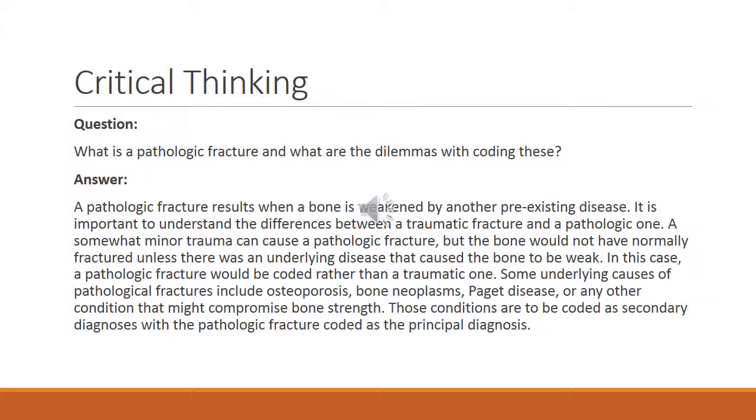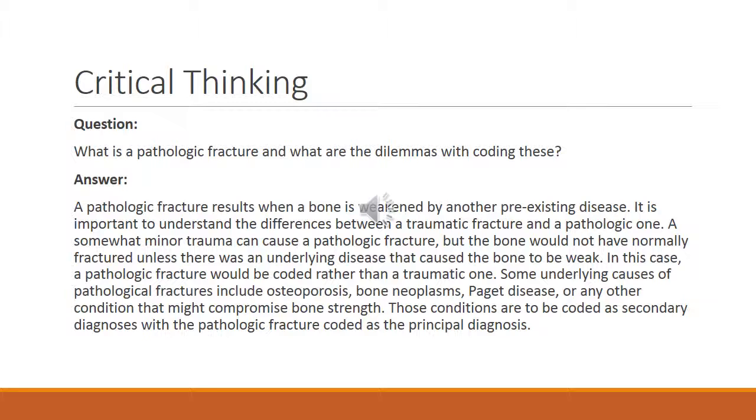Okay, and our final critical thinking question. What is a pathologic fracture and what are the dilemmas with coding these? Our answer. A pathologic fracture results when a bone is weakened by another pre-existing disease. It's important to understand the differences between a traumatic fracture and a pathologic one.